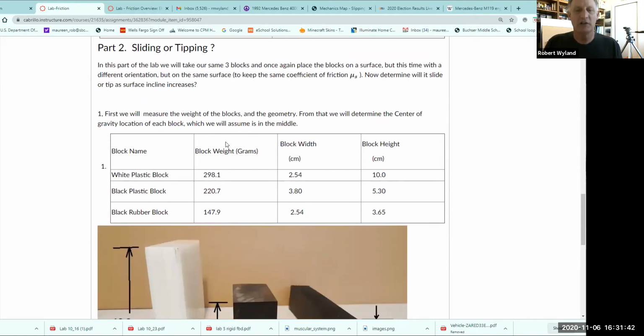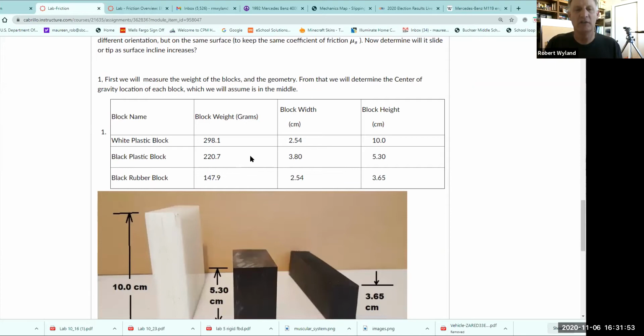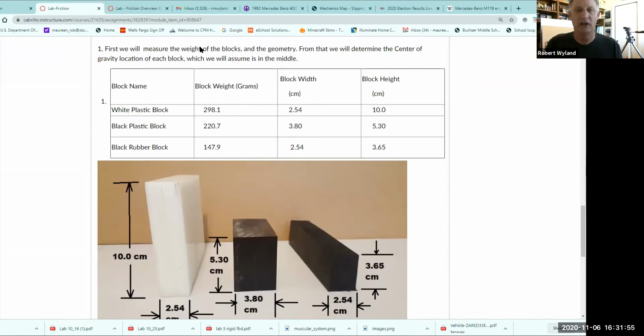All right, so the next question is, do these things slide or tip? Clearly, they slide in the orientation that I just showed. The question is, do they tip? And so I've given the dimensions of those. I'm going to go back to the other screen, stop sharing, and we'll try and tip them.